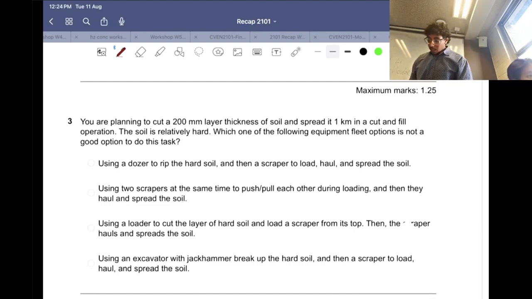Number 3. Yep. So do you want to try explaining why, or do you just reckon? Because loaders don't really cut hard soil. Exactly. As soon as you see relatively hard soil, loaders are immediately out the window. It just doesn't work for that. Cool.